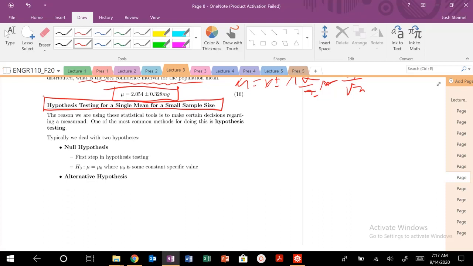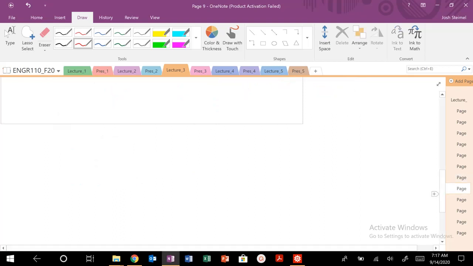So the procedure is as follows. We need to first define a null hypothesis. So we're going to set our population mean to a certain value, mu sub naught, a constant, specific value. Then we're going to define an alternative hypothesis.